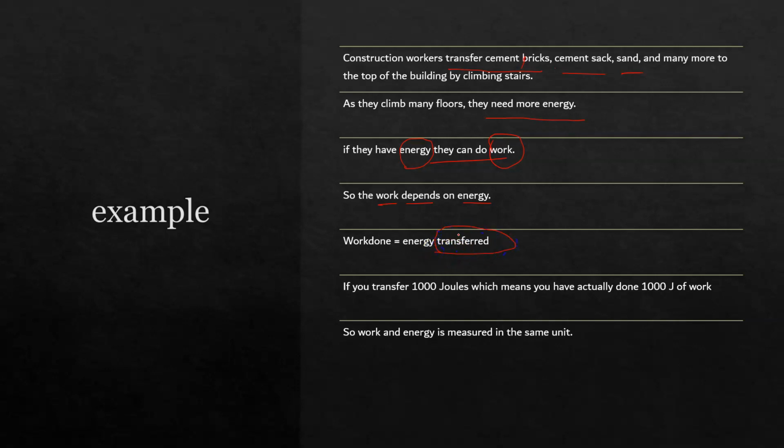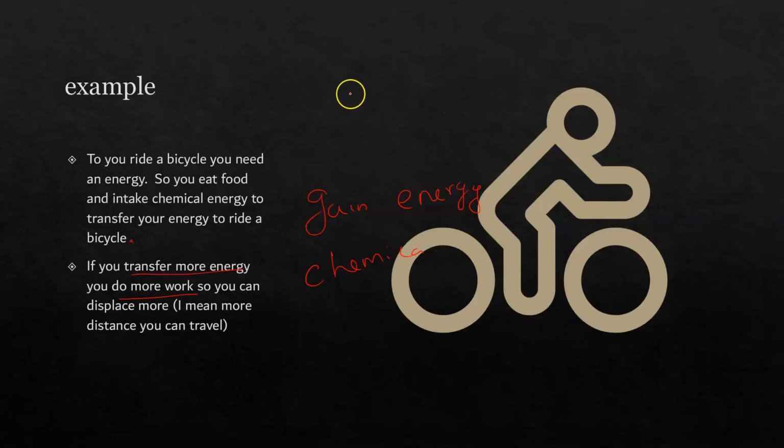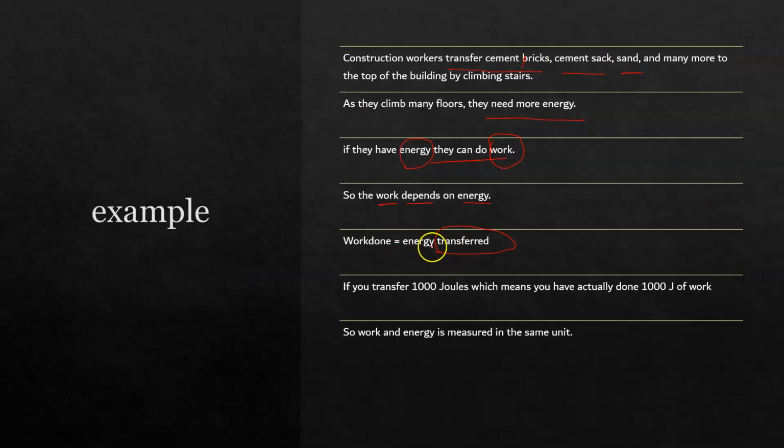Transferred means you are transferring your energy. How are you transferring energy? In the last example, if you take in chemical energy, you can ride a bicycle. So the chemical energy is converted here into kinetic energy. Kinetic, in physics terms, means movement energy. If you run faster, you have more kinetic energy. If you run slower, less kinetic energy, right? If you stay and are not changing your position, not moving, zero kinetic energy. So energy transferred is equal to work done.